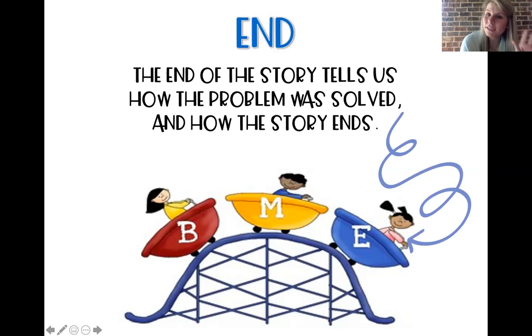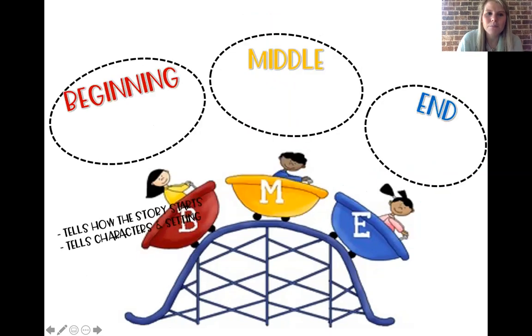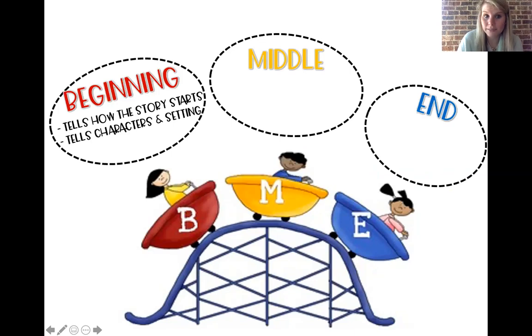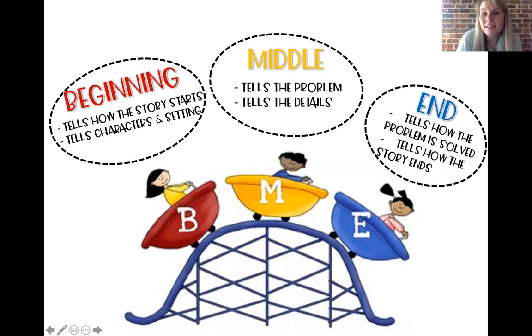So I learned about my characters. I was introduced to the setting and everything in the beginning. Then in the middle, we hit that conflict, go to the top, oh, we're at the top, and then see how the roller coaster goes down. At the end, our problem is solved and the story ends. All right, so just a quick review. The beginning starts the story and tells us the characters and the setting. The middle is the meat where we have that problem and the different details or steps about how we try to solve our problem. And then the end wraps up and tells us how the problem was solved and how it ends. Big happy ending most of the time.